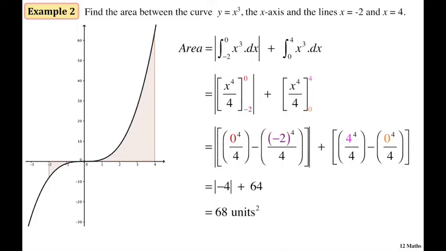If you hadn't done it as two separate parts, it would have gone minus 4 plus 64 is 60, and you would have got the answer of 60, which is wrong. The answer is 68 units squared for the area between the curve, the x-axis, and x equals minus 2 and x equals 4. Be careful, drawing a sketch shows you the two different parts.